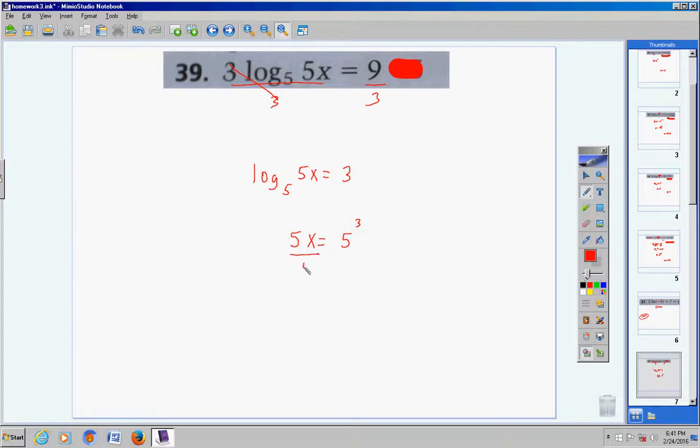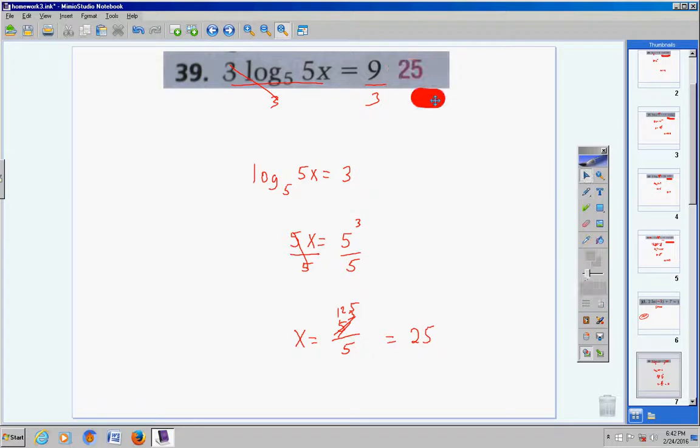Next, I want to solve the equation, so divide both sides by 5. And x would equal 5 to the 3rd power divided by 5. So with the calculator, type in 5 to the 3rd power, that's 125. And then 125 divided by 5 is 25.